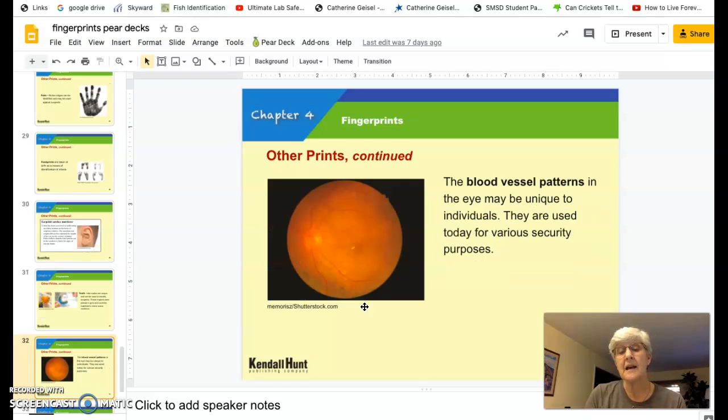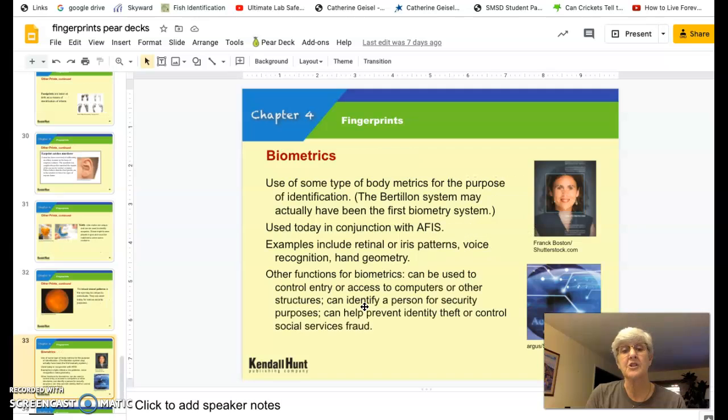Other prints, as we get more advanced in technology: your blood vessel patterns can be used for recognition. Biometrics, we all use that on our phone. That can also do measurements of identification. We now use this in conjunction with the AFIS, and that is the FBI's fingerprinting system.